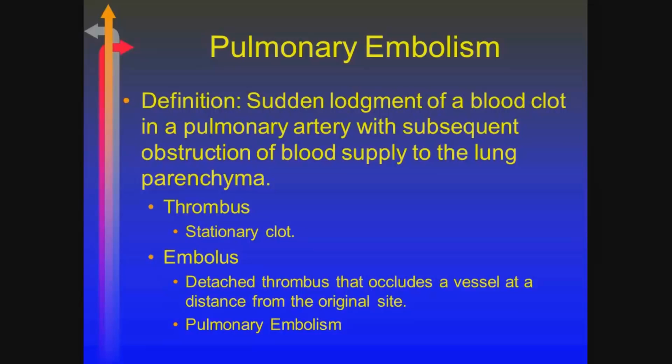This is basically where you end up having something occluding the pulmonary artery, so the pulmonary blood flow is impaired to the lung parenchyma. Just definitions of terms. Thrombus is basically a stationary clot, whereas an embolus is a clot that formed elsewhere that then moves to the lung. So in most cases, we have pulmonary embolism, not pulmonary thrombus that are created.